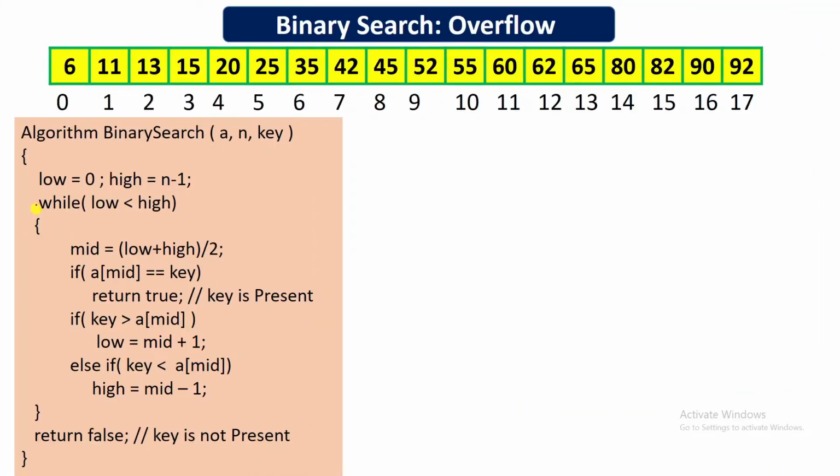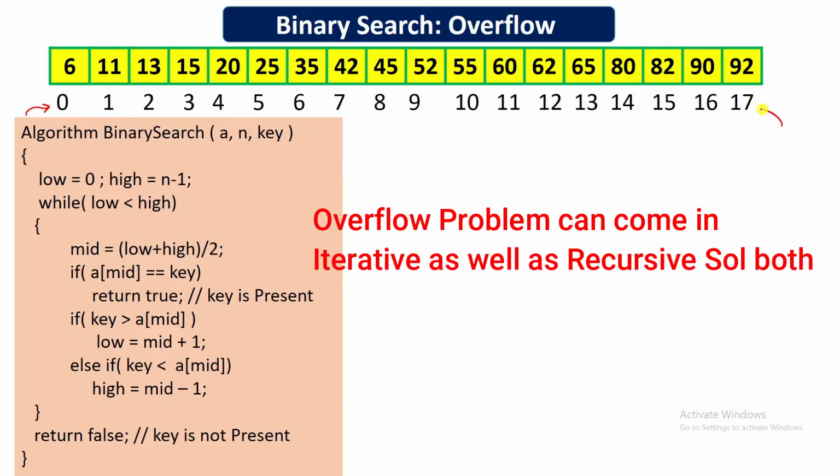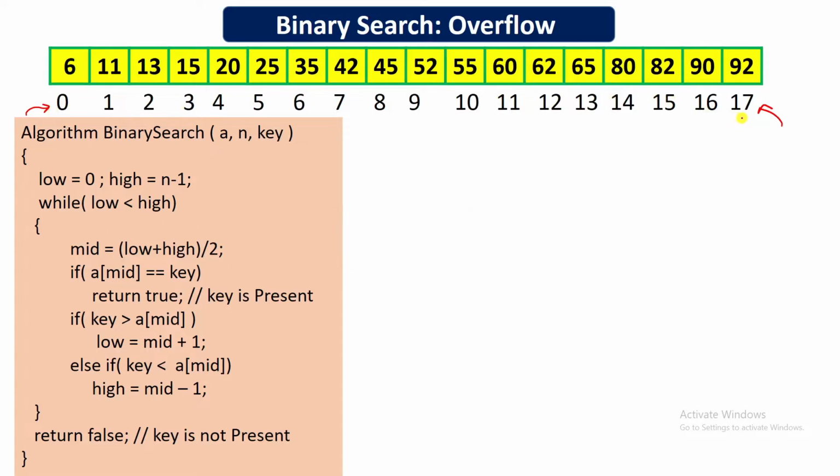This was the iterative algorithm that we discussed in our previous video for the implementation of binary search. We were taking two pointers, low and high. Low was pointing to the 0th index and high was pointing to the last index. Let's say we have this array of 18 elements, from index 0 to 17. We were repeating these steps again and again till low is less than or equal to high.